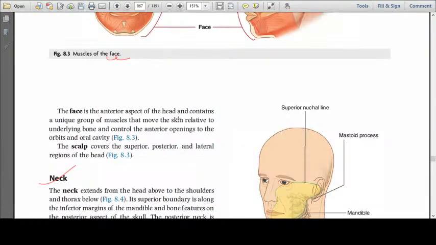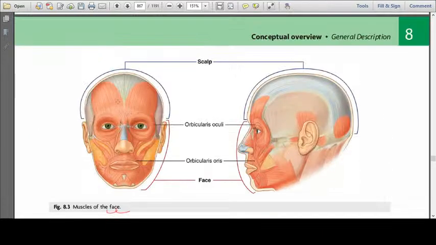The face is the anterior aspect of the head and contains a unique group of muscles that move the skin relative to the underlying bone and control the anterior openings of the orbit and oral cavity. Orbit means the cavity in which the eye is present, and the oral cavity is basically the mouth. The scalp covers the superior, posterior, and lateral regions of the head.